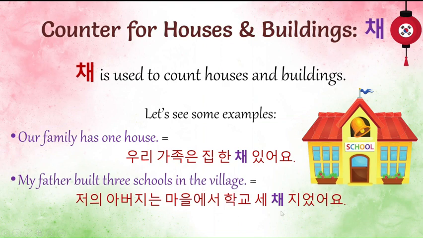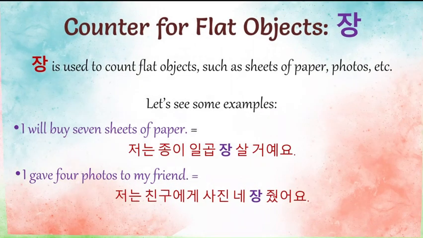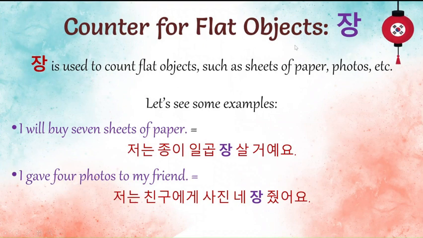학교 셋째. 학교 is school. 3 is 셋. And the counter word for counting any building is 채. So 3 schools, 학교 셋째. Okay? This is very easy. The remaining sentence can be formed with the help of the grammar that you have learned so far. You have to focus only on using the counter word. Okay? Now comes the next word, and that is the counter for flat objects. It is 장.